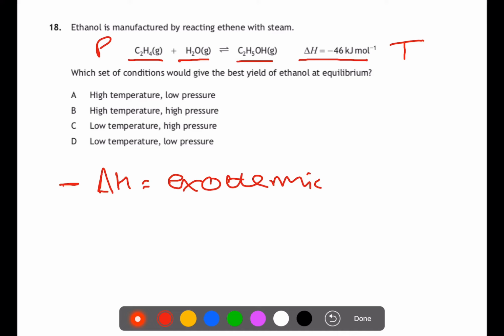If heat is given out in a reaction, then to shift this to the right, we need to lower the temperature. If we now look at the gas, we have 2 moles of gas going to 1 mole of gas. To shift this to the right, we need to increase the pressure so that it is shifted to the side with fewer moles of gas. Therefore, we would use low temperature, high pressure.